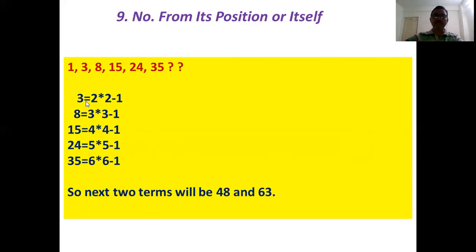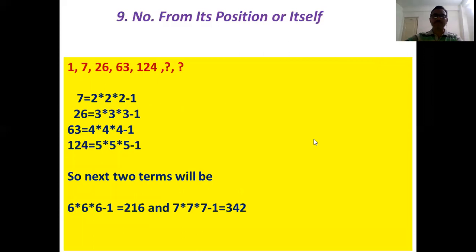Like 3, we can write 3 like this: 2 square minus 1 is 3, then 3 square minus 1 is 8, then 4 square minus 1 is 15, 5 square minus 1 is 24, 6 square minus 1 is 35. So the next number will be 7 square minus 1, and the next number will be 8 square minus 1. That comes out to be 48 and 63 respectively.